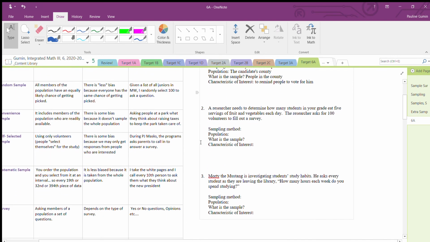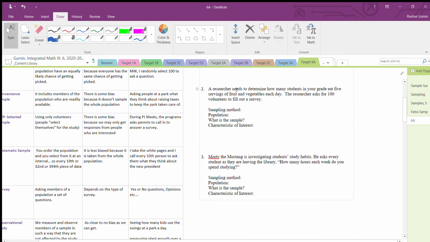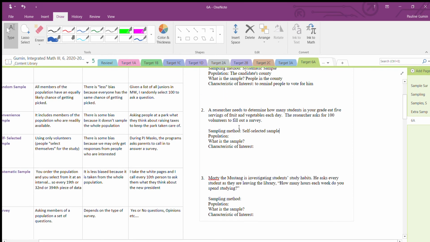All right, number 2. A researcher needs to determine how many students in your grade eat 5 servings of fruits and vegetables a day. The researcher asks for 100 volunteers to fill out a survey. Okay, sampling method. Volunteers. That's a self-selected sample because you select your own self. Your population, that would be students in your grade.